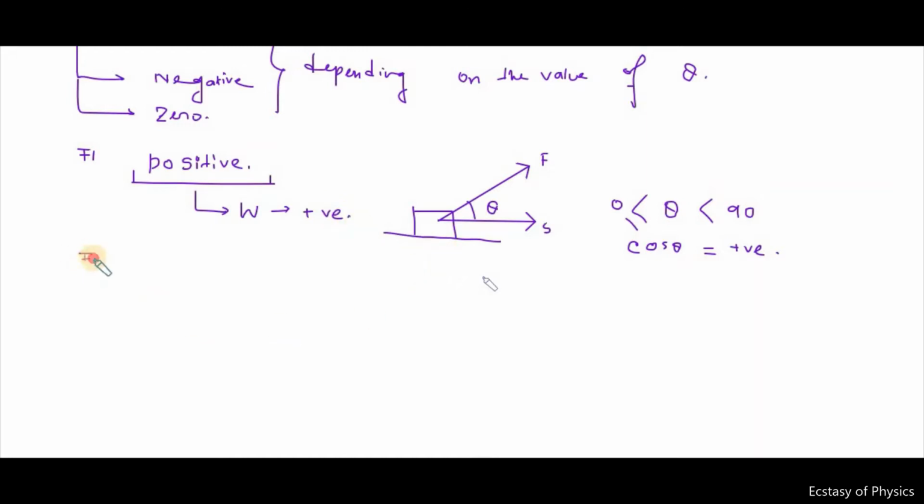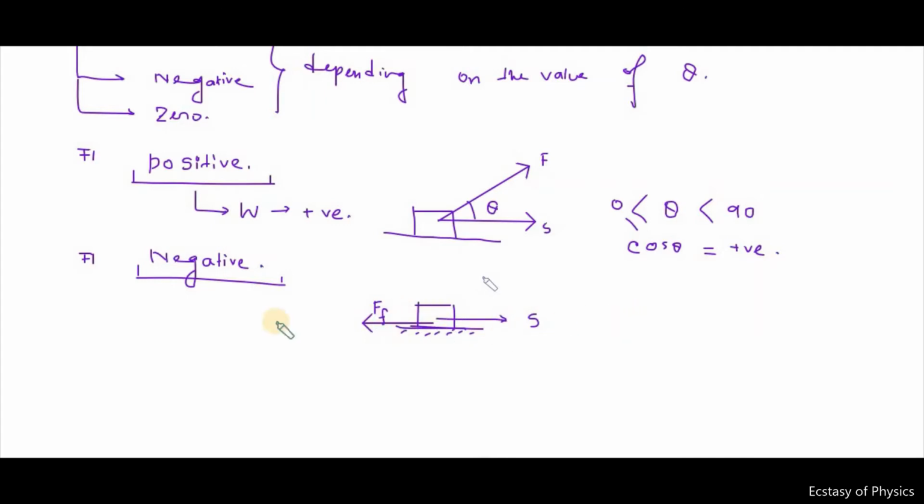To get the negative work done, let's say one object is in moving condition, and we know that the frictional force always acts in the opposite direction of its motion. So this force is representing the frictional force which is exerted on the object by the surface, and the object is moving in the positive x-axis direction. So in that case, the direction of force is opposite to its motion.